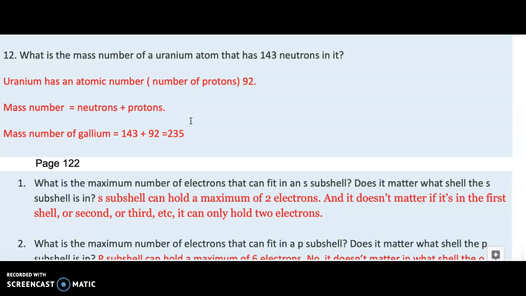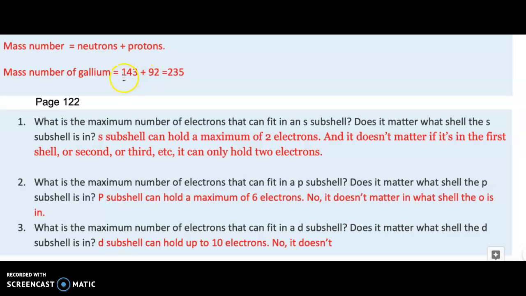Problem 12 is very similar, and it asks you, what is the mass number of a uranium atom that has 143 neutrons in it? Uranium has an atomic number of 92. It also equals the number of your protons. So mass number equals number of neutrons plus number of protons. You have your neutrons, you have your protons, therefore you can find the mass number of uranium, which is going to be 143 plus 92, therefore it's going to be equal to 235.